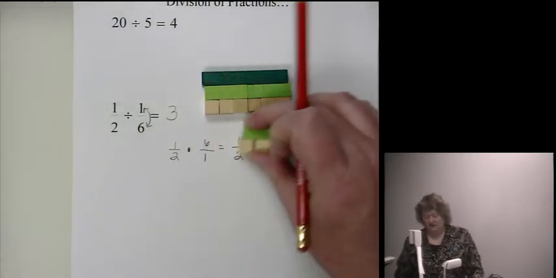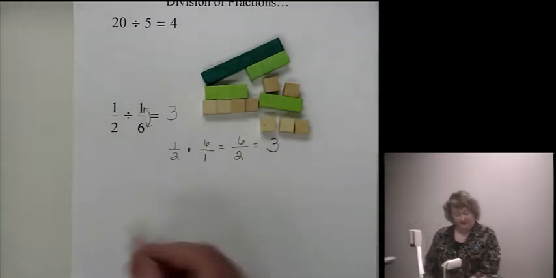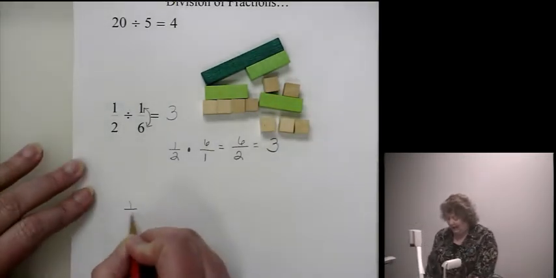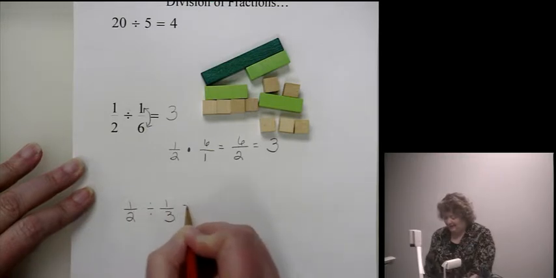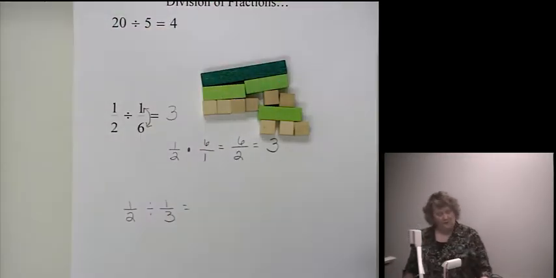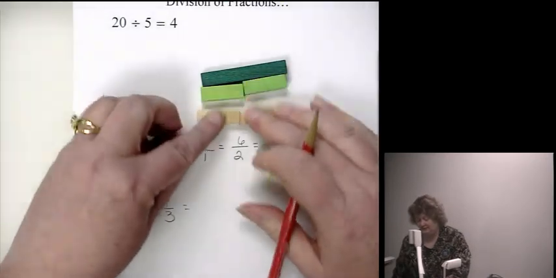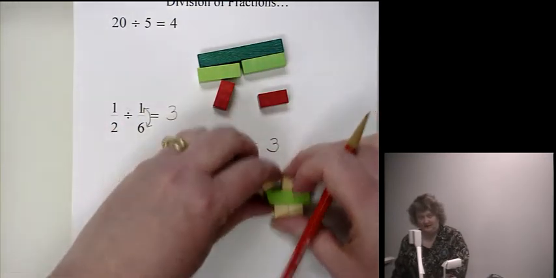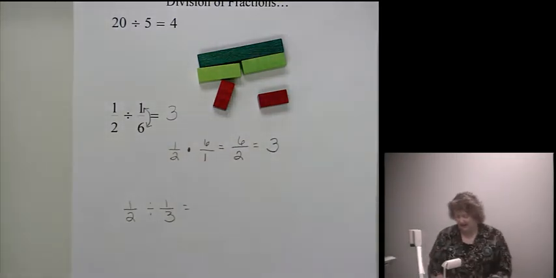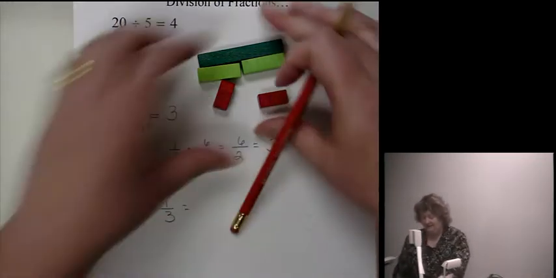Okay, let's look at another quick example here, and that would be 1/2 divided into 1/3 sizes. I'm going to pull out the 1/3. I'm going to still use the Cuisenaire rods, and there's my 1/3 pieces. And I'm going to get rid of all of this and set it over here to the side. There's my 1/2.